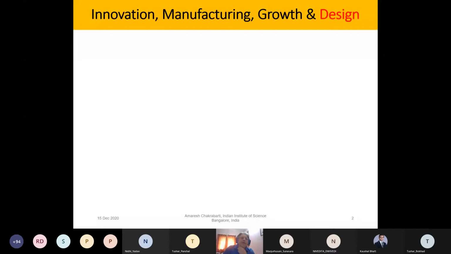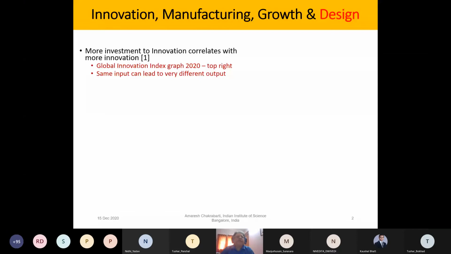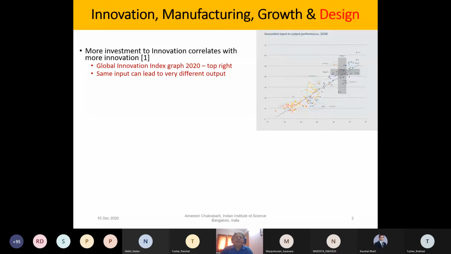So the first thing that I want to share with you is that if you look at the Global Innovation Index graph 2020, the one on the right side, the x-axis here is how much resource you put into innovation, and the y-axis is how much innovation output you get out of it, and that correlates very strongly, irrespective of which country we are talking about. Each dot is the performance of one country in the global innovation scenario. So clearly, if you invest more in innovation, it correlates with more innovation.